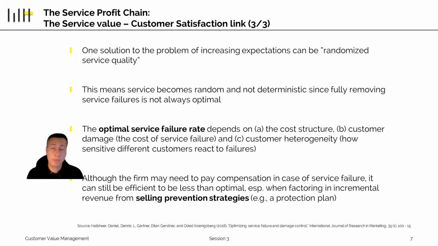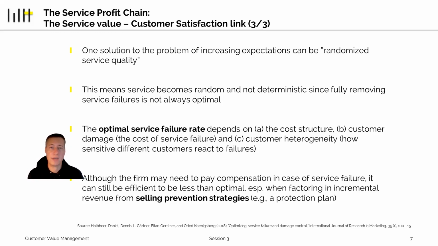So what companies sometimes do is that randomly, they provide you with a less good service. So let's say the next time you open the app and you expect 3 minutes, Uber tells you the car takes 15 minutes. And you call this an optimal service failure rate. So you determine on an individual customer level at which interval you should fail them. And you fail them in order to reset their expectations.